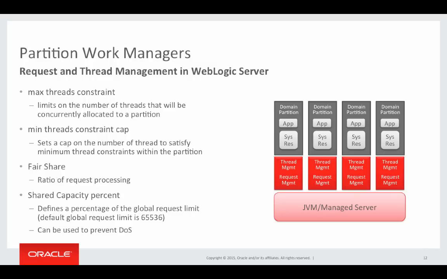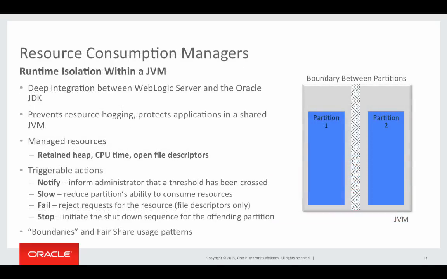Similar to regular work managers, partition work managers are an extension of work managers, but there are some different things you can set. So instead of setting a minimum threads constraint, you set a cap on your minimum threads so that you prevent one partition from hogging all of the threads. You can also set a maximum thread constraint to say, don't let this partition take more than X at any given time. So good stuff there. What's really interesting is this resource consumption manager.